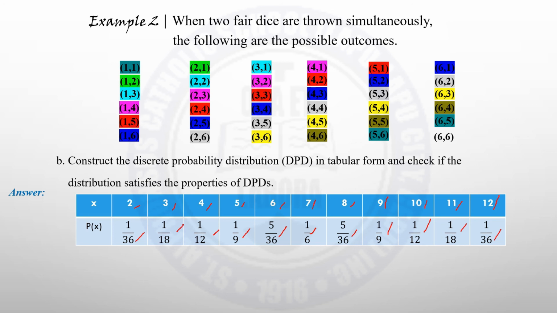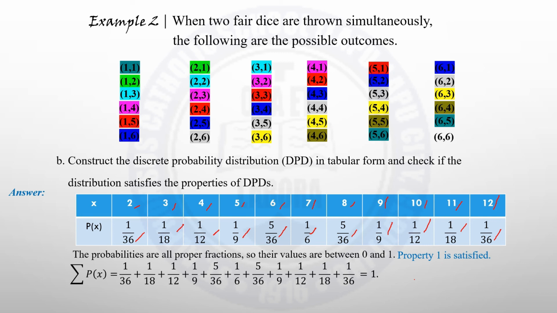So let's check if this set of probabilities is under the discrete probability distribution by satisfying the first and second properties of the DPD, or the discrete probability distribution. So the probabilities are all proper fractions, so their values are between 0 and 1. Why? Because 1 over 36 is less than 1 but greater than 0, 1 over 18 is less than 1 but greater than 0, and so on and so forth. So the first property is satisfied.